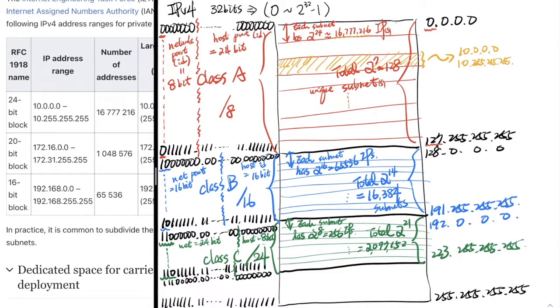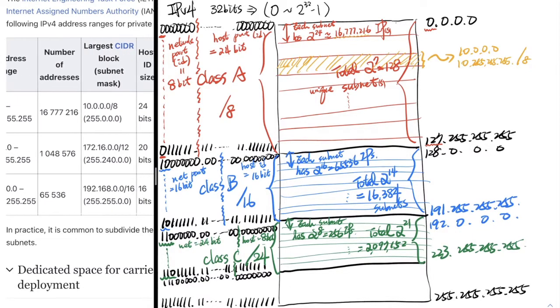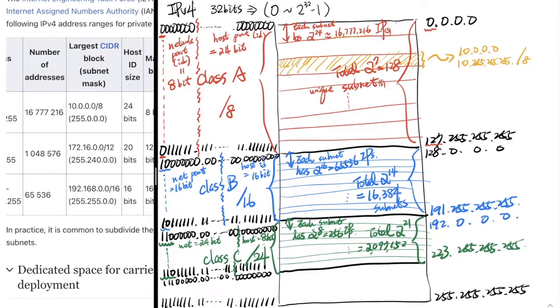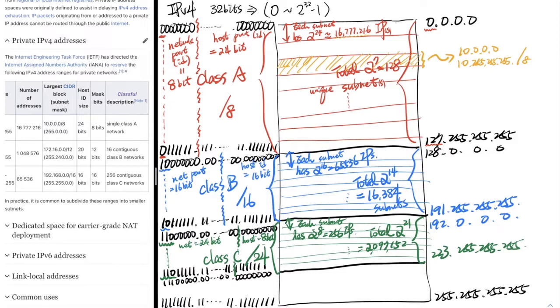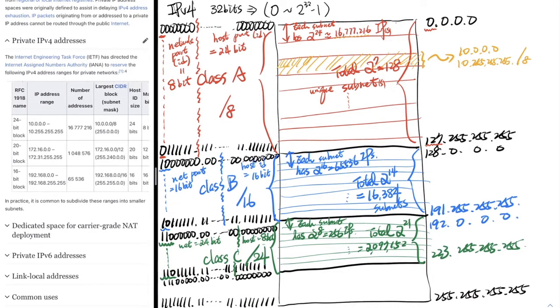So the first row is a /8 IP address block starting with 10. It has 16 million IP addresses, and its CIDR is 10.0.0.0/8, so the mask is 255.0.0.0. The host ID size is 24, the mask ID is 8. We have a single Class A network preserved for special usage, so no one can use these IP addresses on the internet. That is one of the private IP address blocks.